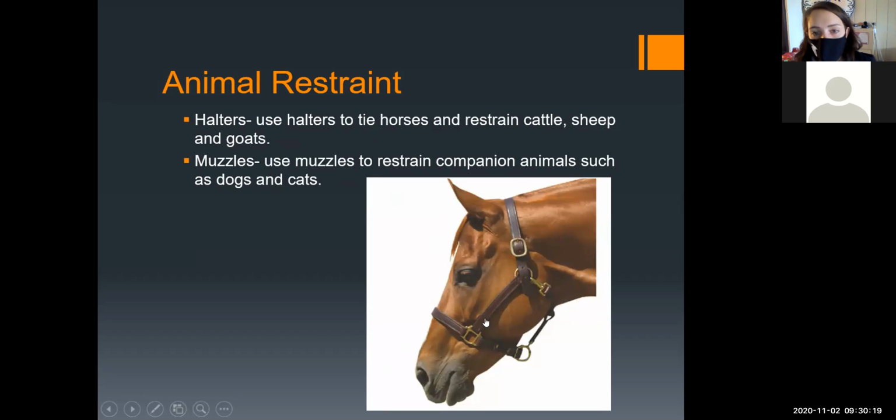Halters are used to restrain cattle, sheep, horses, and goats, especially if you're trying to walk them or get them used to a halter, lead them around. You have to do that at an early age to get them used to it so that they'll be able to be halter trained. Muzzles can be used to restrain animals. Usually it's more for companion animals such as dogs and cats.